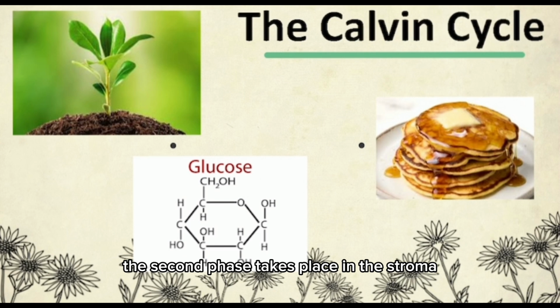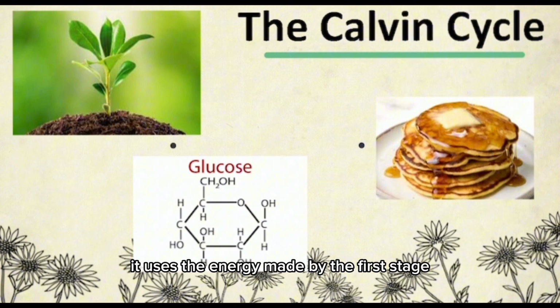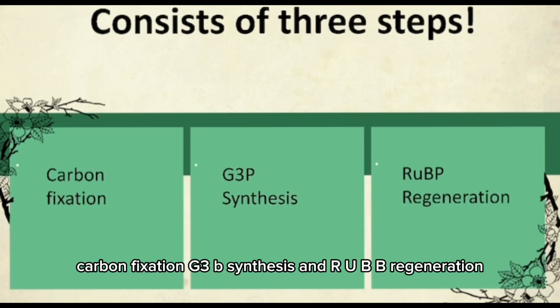The second phase takes place in the stroma of a plant cell's chloroplast, where it ultimately creates glucose. It uses the energy made by the first stage. If a thylakoid is like a pancake, the stroma is like syrup around it. The Calvin cycle consists of three steps: carbon fixation, G3P synthesis, and RuBP regeneration.